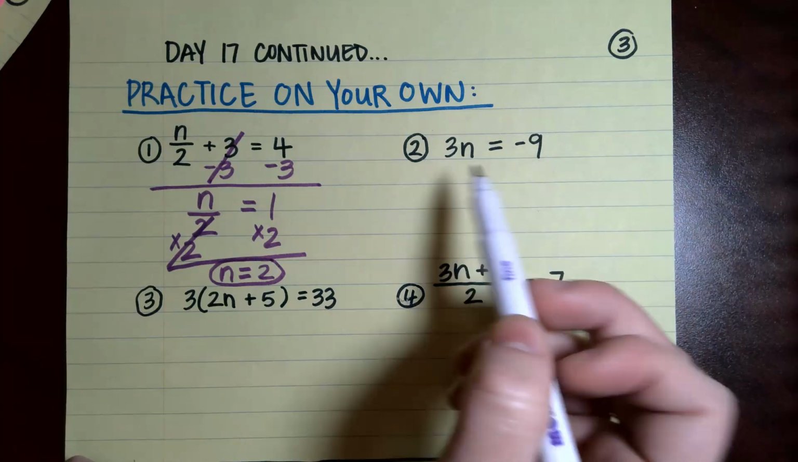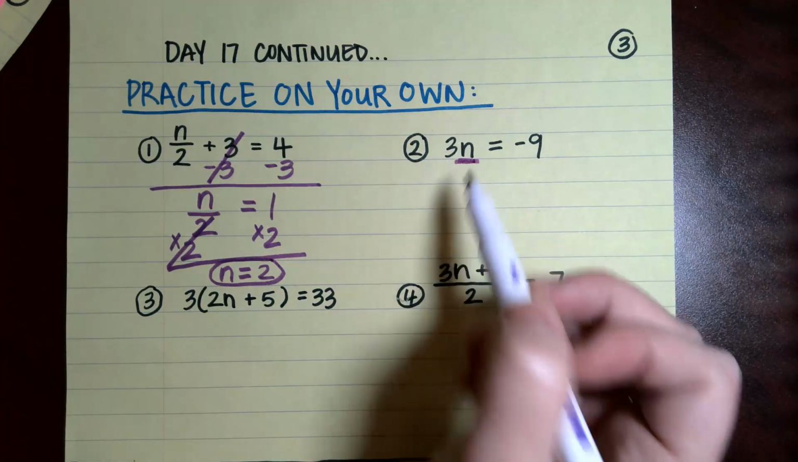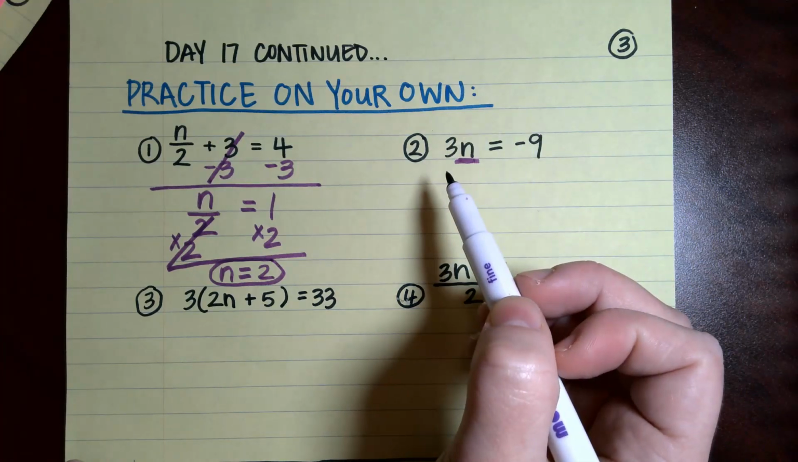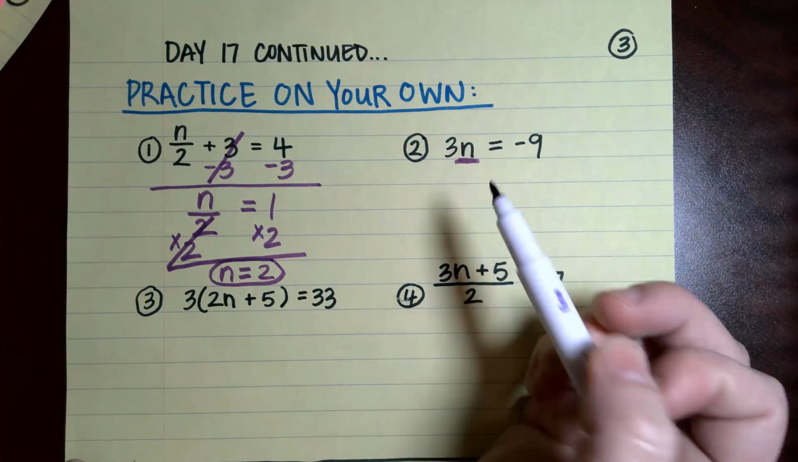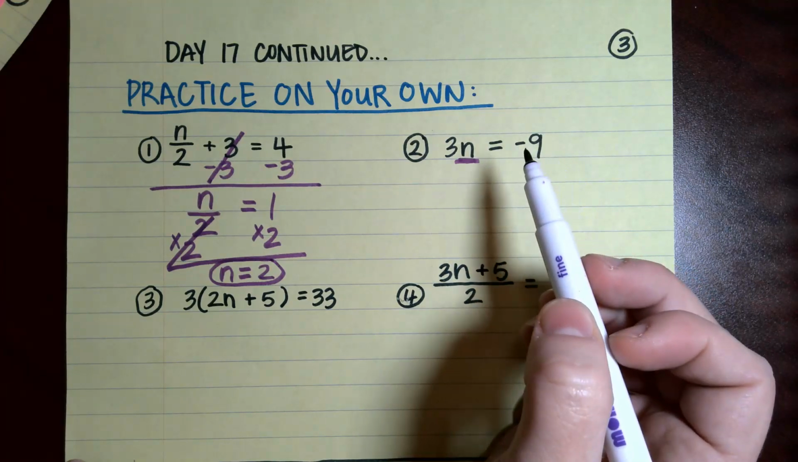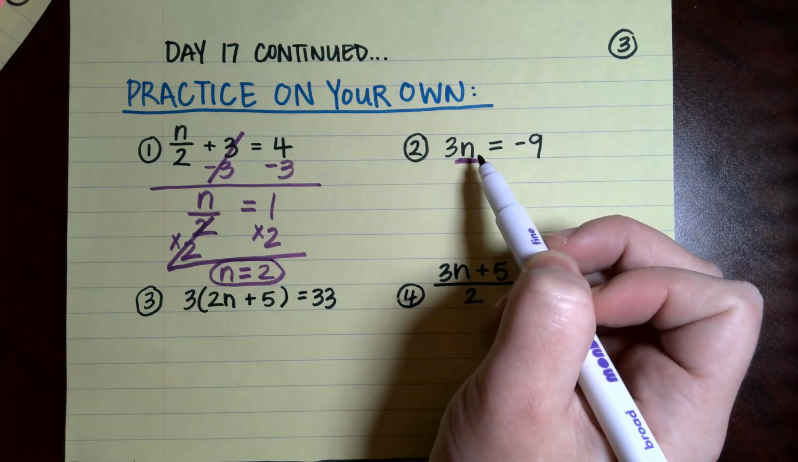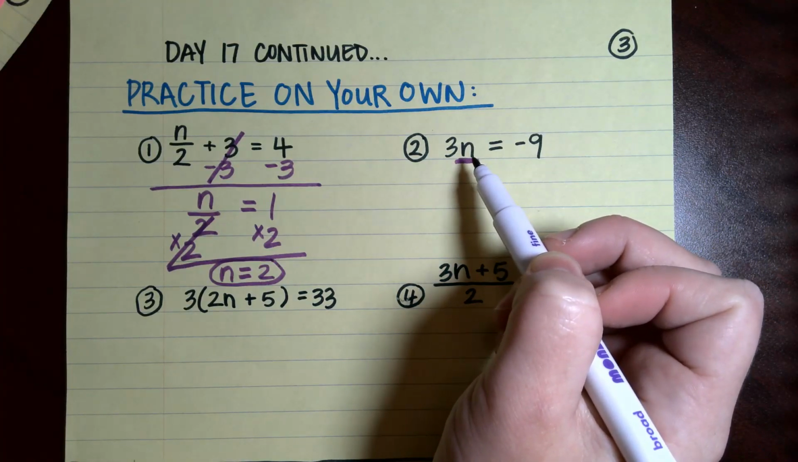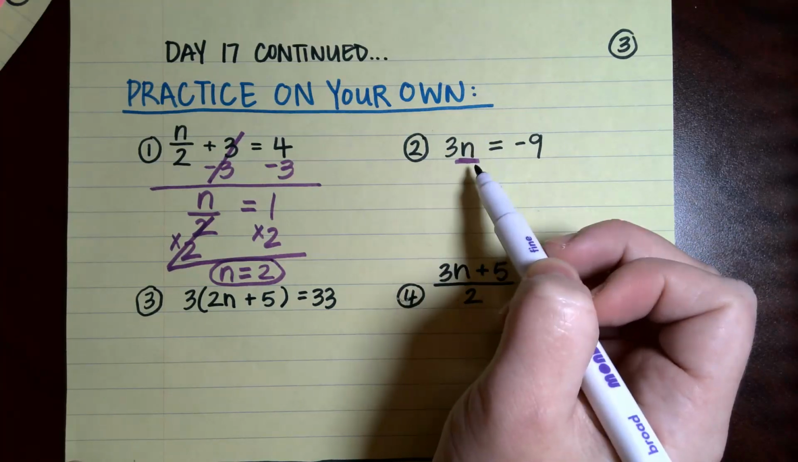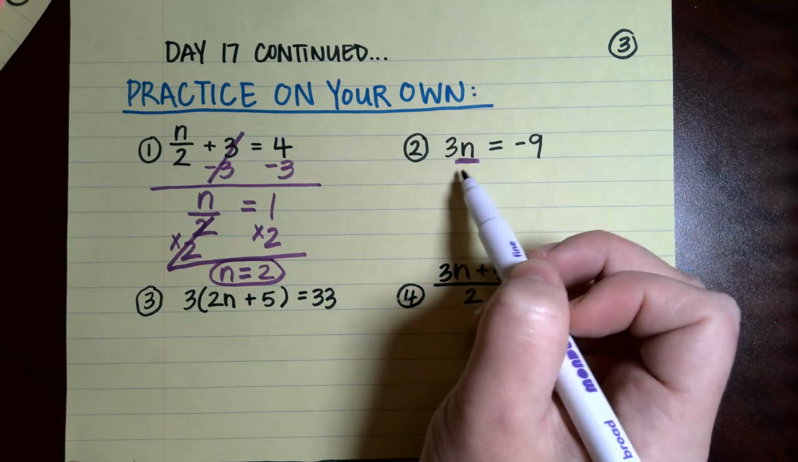So let's think about this. We are trying to get n by itself. If I move the 9 over, is that going to help me get n by itself? I don't think it will right now. What I have here is a 3 times n. So what I'm trying to do is I'm trying to separate 3 from n. If I want to get rid of this multiplication problem, I'm going to have to do what?